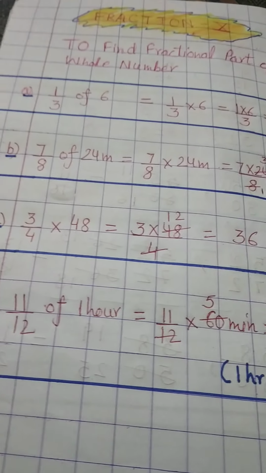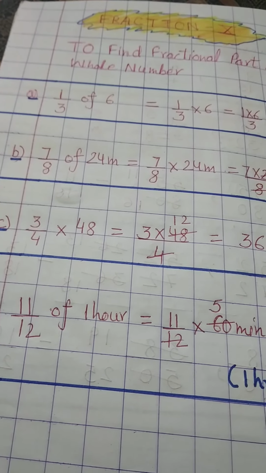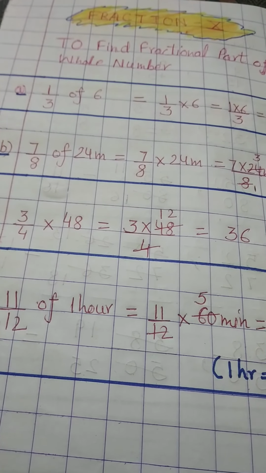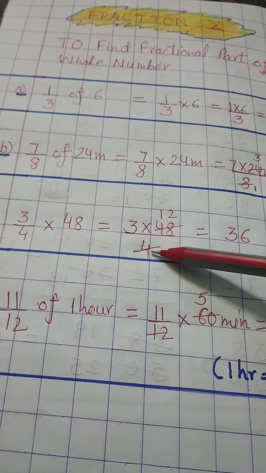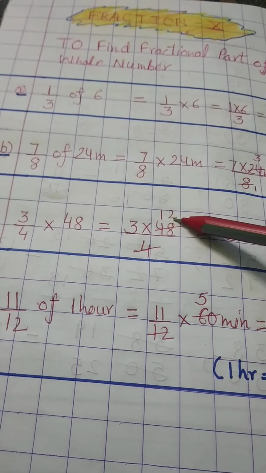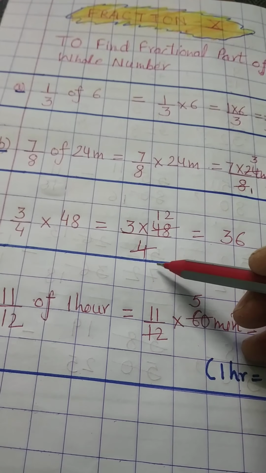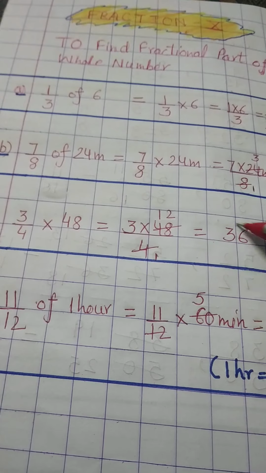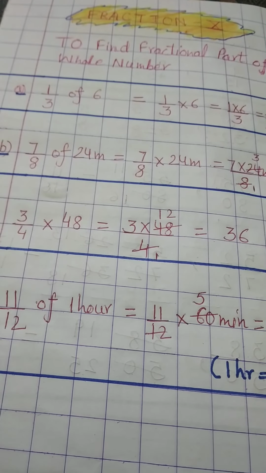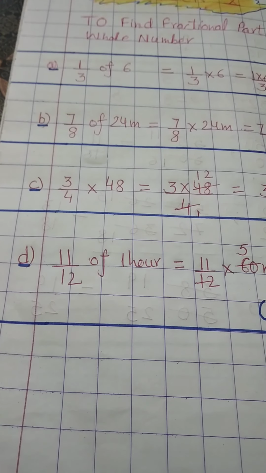Next question is 3/4 into 48. Here no "of" is given, a direct question is given. So what will you do? You will do 3 into 48/4. So you know 4 threes are 12, 4 ones are 4, 4 twos are 8, or we can write 4 ones are 4 here also. So this one, 12 threes are 36. So the answer is 36. 1 doesn't matter, so we will not write it.